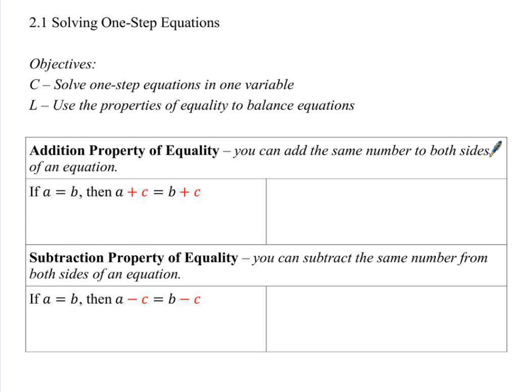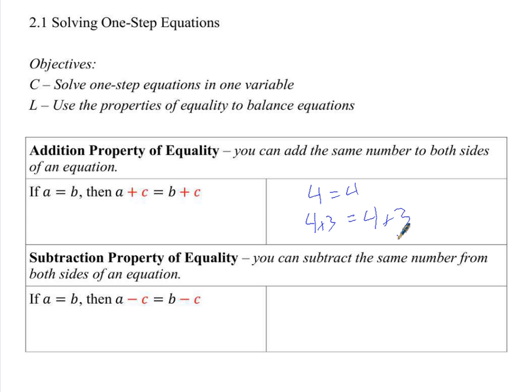For example, if A equals B, so these are just two numbers and they equal each other, and I add C to both sides of this equation, I get a true statement. So for example, if I had 4 equals 4, and then I decide to add 3 to both sides, I would have 4 plus 3 equals 4 plus 3, and we get 7 equals 7. It's still a true statement.